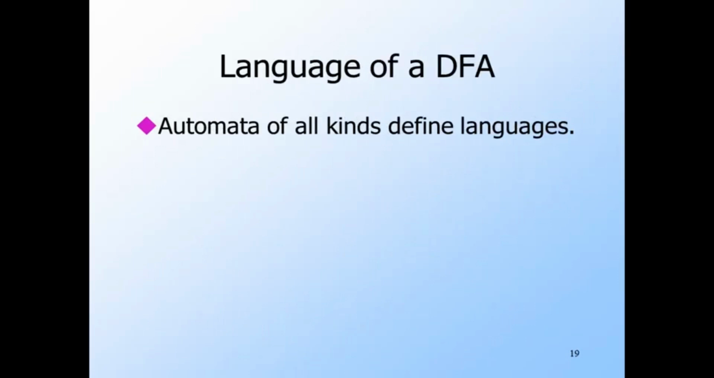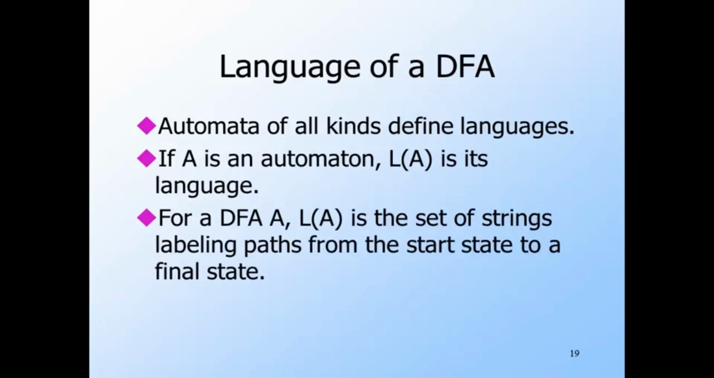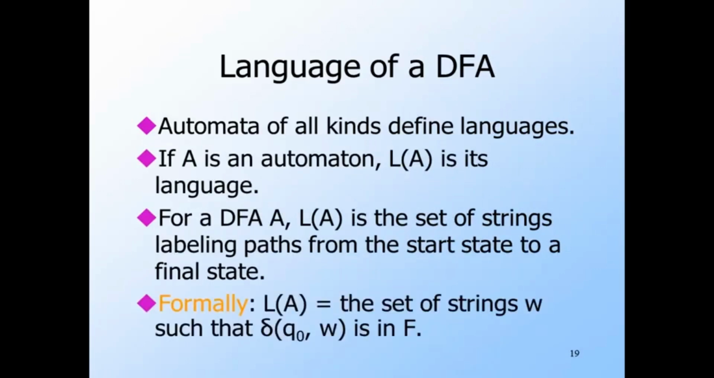There are many different kinds of automata. We've seen only the deterministic finite automaton so far, but there are many others. But no matter what kind of automaton, its job is to define some language. We'll use L of A to denote the language defined by automaton A. For a deterministic finite automaton, the language it defines is the set of strings that may take the start state to a final state. Formally, the language of a DFA is the set of strings w such that the extended delta applied to the start state and this w is a final state.